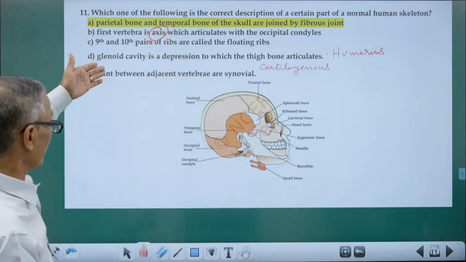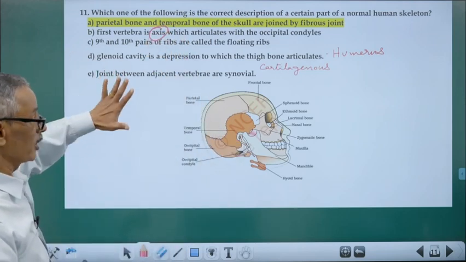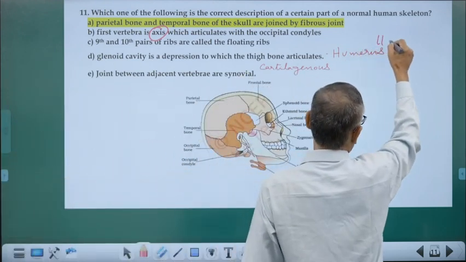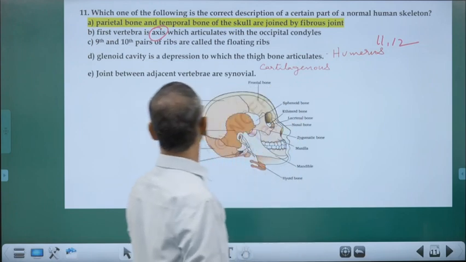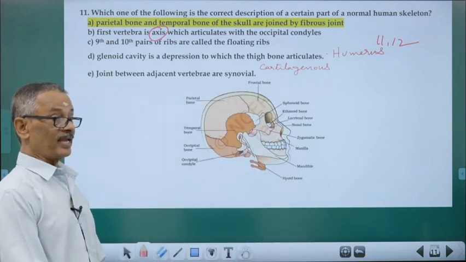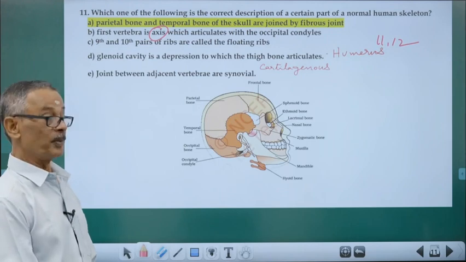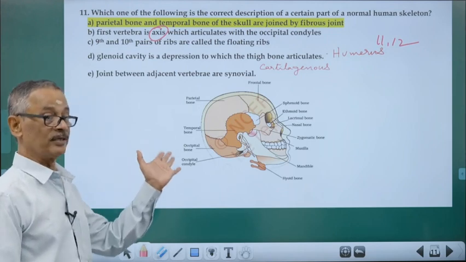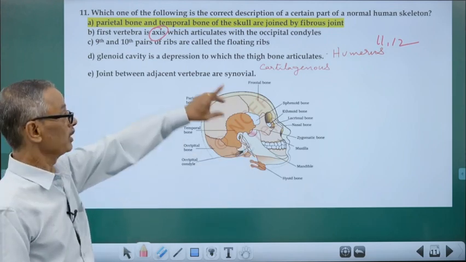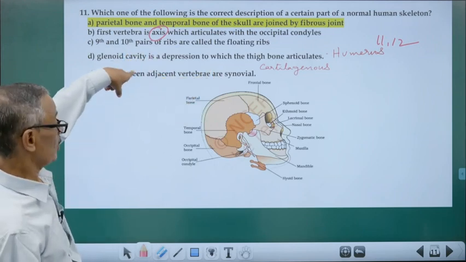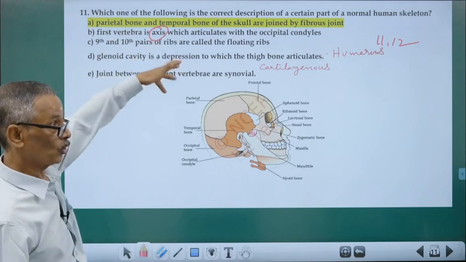9th and 10th pairs of ribs are called floating ribs. No, floating ribs are the 11th and 12th pairs. 8th, 9th and 10th are called vertebrochondral. We will be coming to the same question in the last, in another form. I will again explain with the help of the diagram what the true ribs, floating ribs, etc. are.